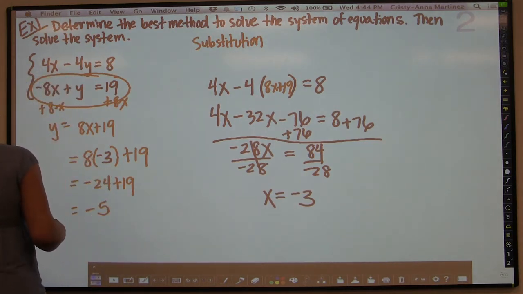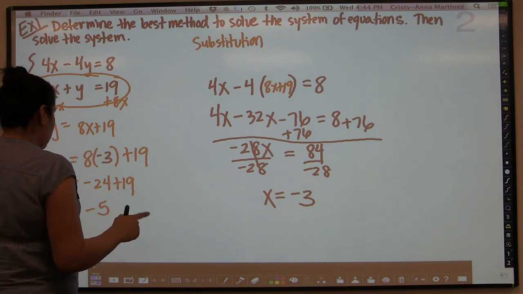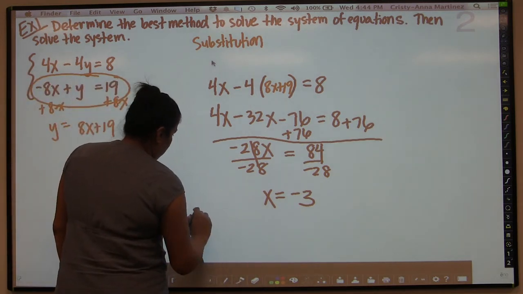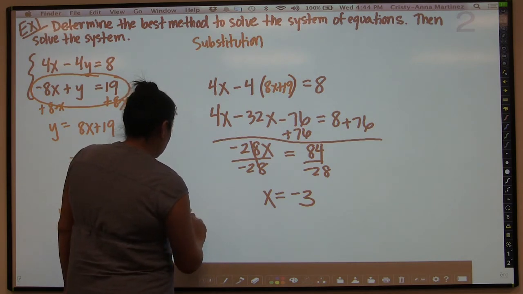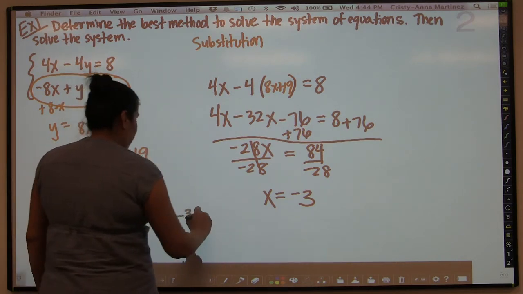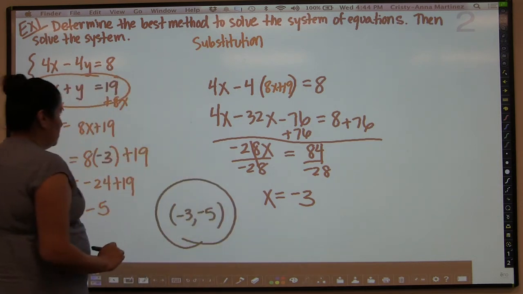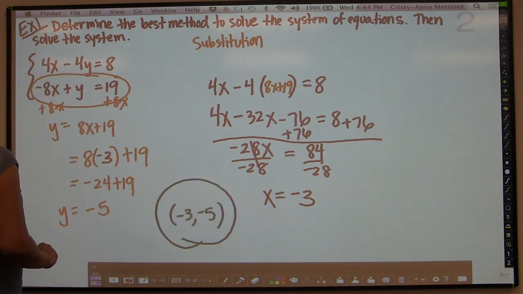And so now we have our solution, where the x-coordinate always goes first. We want to go in alphabetical order here, so the x-coordinate alphabetically goes first. So we have negative 3, and our y-coordinate is negative 5. And this is our solution to our system. And we used substitution to solve it.